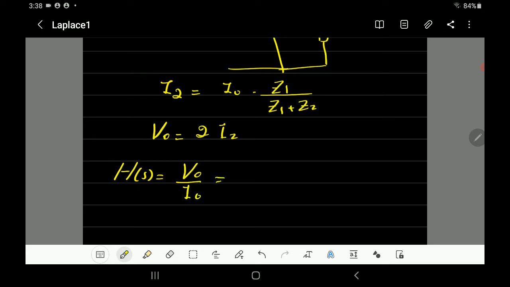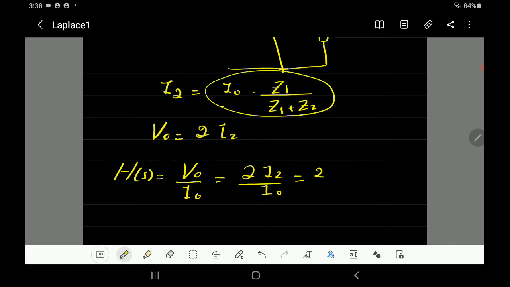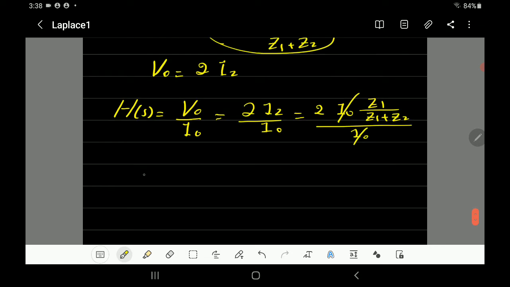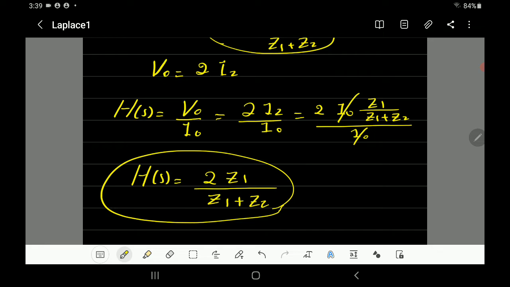What is V0? It's 2 I2, and I2 is equal to that. So it equals 2 times I naught Z1 over Z1 plus Z2, all divided by I naught. I naught cancels. So the transfer function H(s), which is in the question, will be equal to 2 Z1 over Z1 plus Z2. We're not done; we just got something to help us.